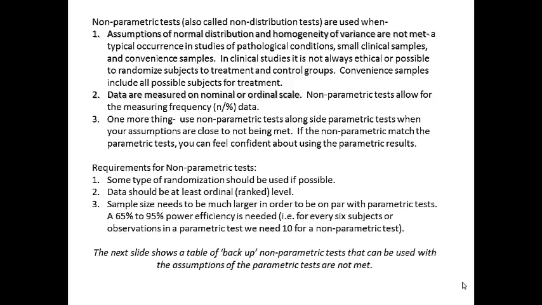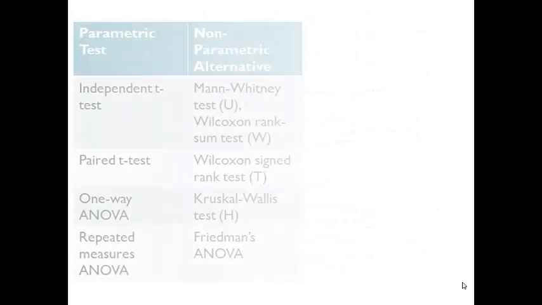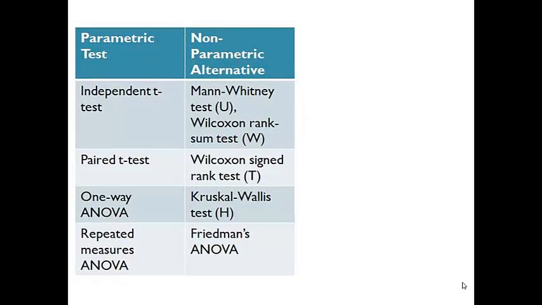The next slide shows you a table of backup non-parametric tests that can be used when the assumptions of the parametric tests are not met. So the first one you see here is the independent t-test. If we don't have groups that are equal to 30, where both of them are equal to 30, or we do the homogeneity of variance and they're unequal, then we can slip over and use the Mann-Whitney U. There's also the Wilcoxon rank sum test.